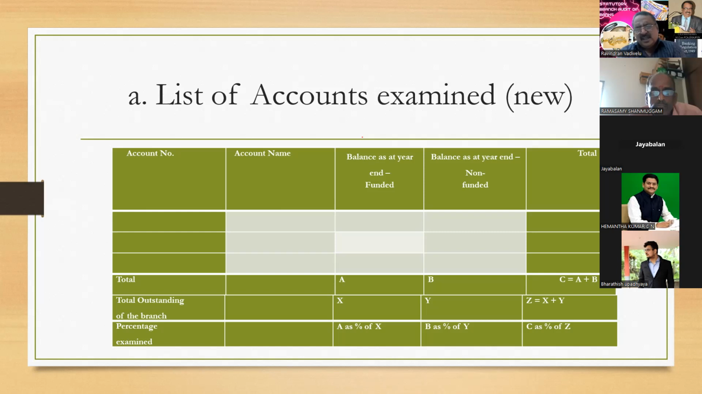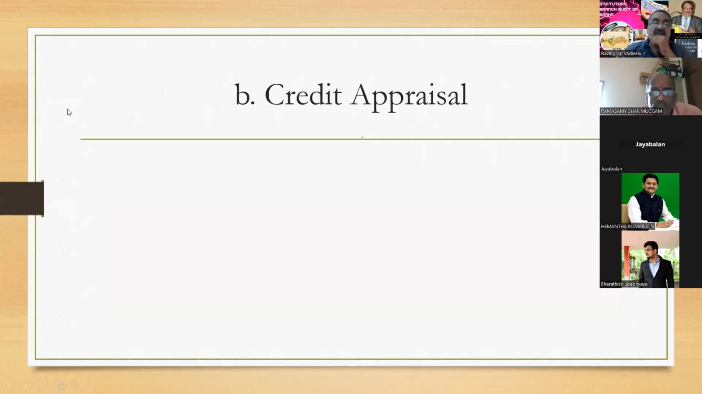Normally one can say that I have test checked 5% of the advances. So this percentage of examination plays a very, very vital role. If time permits, you can even do 100% verification. So this is a new item that they have added in the new LFAR.